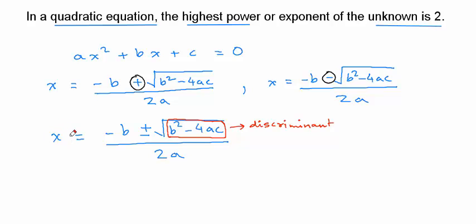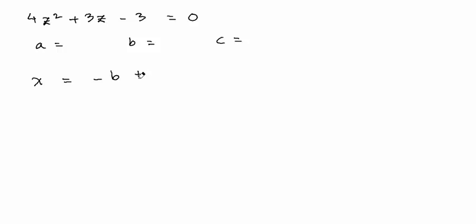Time for us to review a couple of examples. Let's say we have 4z squared plus 3z minus 3 is equal to 0, and we want to solve this equation using the quadratic formula. Our first job is to write down the values of a, b, and c. The moment we have that, we can plug those values into the formula. x is equal to negative b plus or minus square root of b squared minus 4 times a times c, all over twice a.